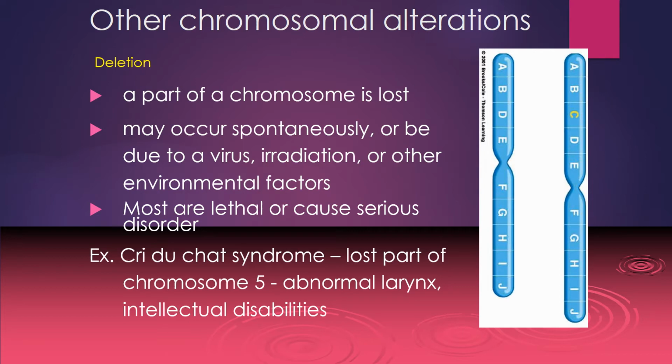An example of this with chromosome 5 is something called Cri-du-Chat syndrome. That's where part of chromosome 5 is missing. In this case, we showed it as C. And that leads to abnormal development of the larynx, among other things. And the larynx is what we consider the voice box. The reason that we call this Cri-du-Chat means cry of the cat. And as a baby, the cry of a baby who has Cri-du-Chat, this loss of chromosome 5, sounds like a cat crying. It also leads to intellectual disabilities.